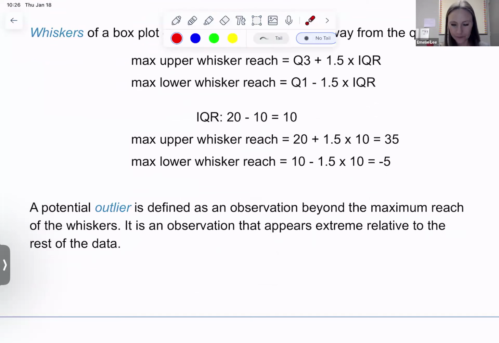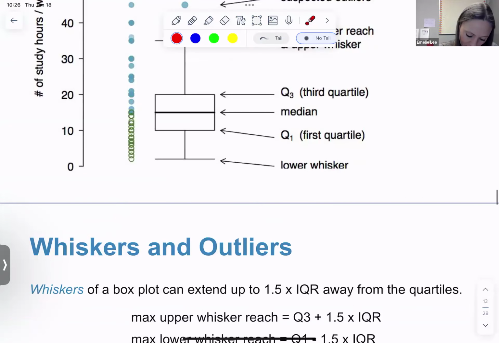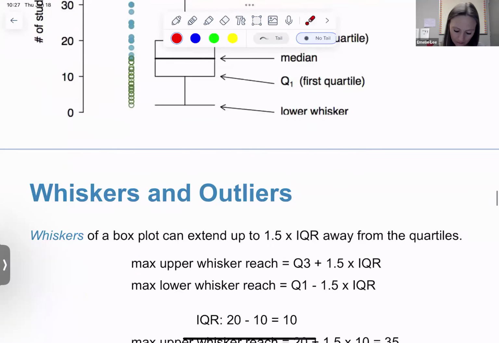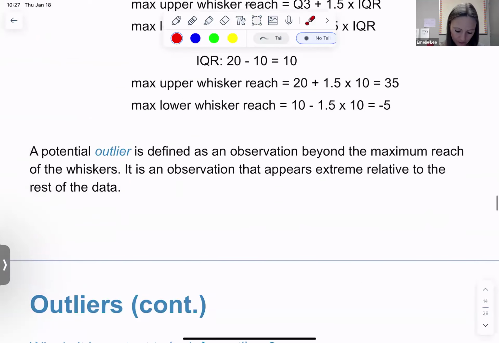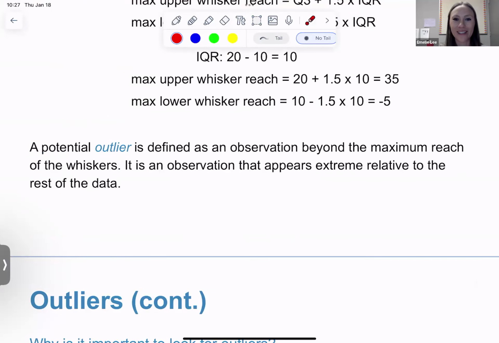So here, the maximum lower whisker reach in this data set, which we don't have, was -5. Now I want you to look here and say, okay, well, the whisker didn't go down to -5. It's allowed to go to -5, but it doesn't. It goes to the data point. Kind of nitpicky stuff, but an outlier is any observation that's beyond these upper and lower bounds.